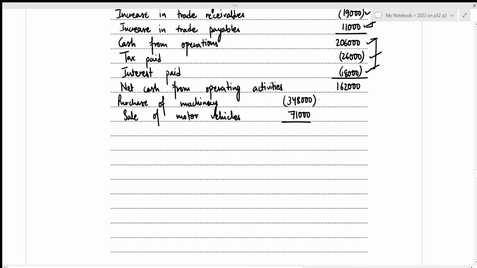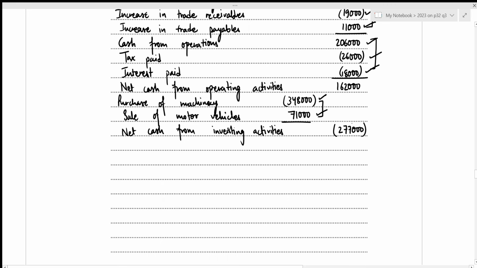So we can just add it and figure out the total for net cash from investing activities. That will be minus 348,000 plus 71,000, which results in negative 277,000.